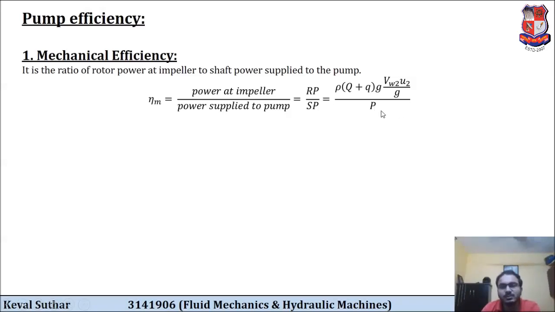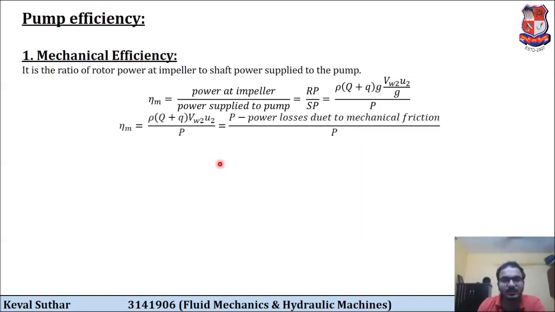This might look like a complicated equation, but if you recall, rotor power is given by rho g Q into H. P is equal to rho g Q H. So rho is already here, g is here. Instead of Q we are having capital Q plus small q, and instead of H we are having Vw2 U2 by g. And then by adjusting this equation, finally we get that mechanical efficiency is given by P minus power losses due to mechanical friction, divided by P.